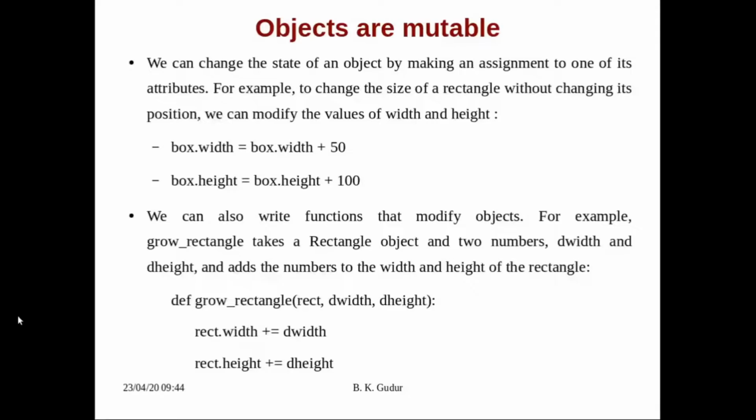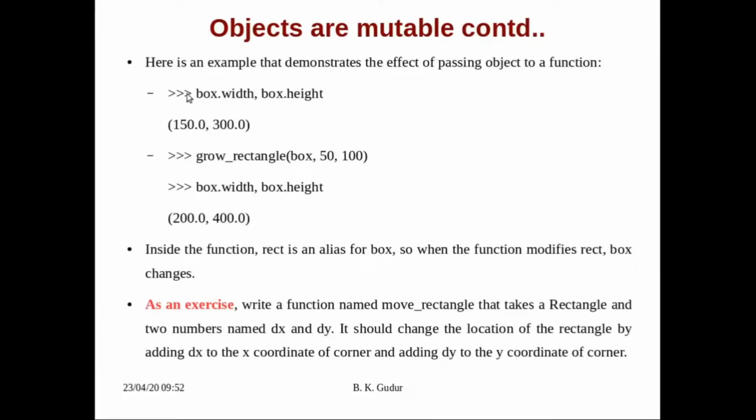Any function can return an instance of a class, that is, it can return an object. Here we called it, so we have seen this. Inside a function, rect is an alias to a box. So when a function modifies rect, the box changes.